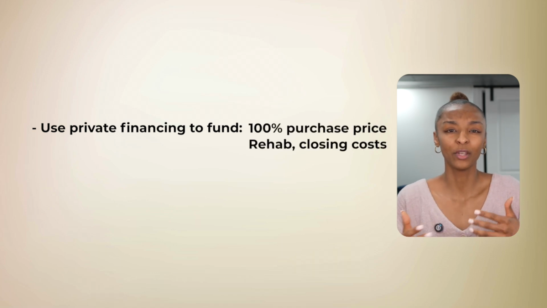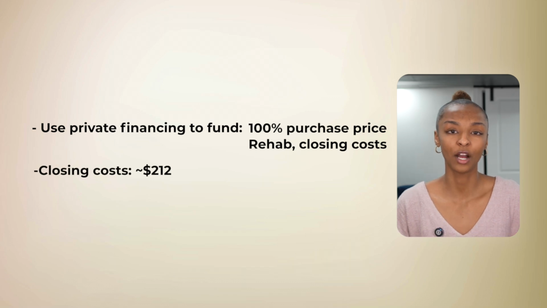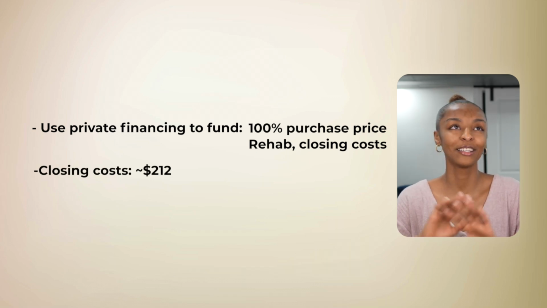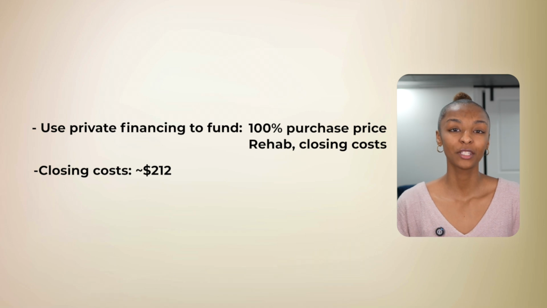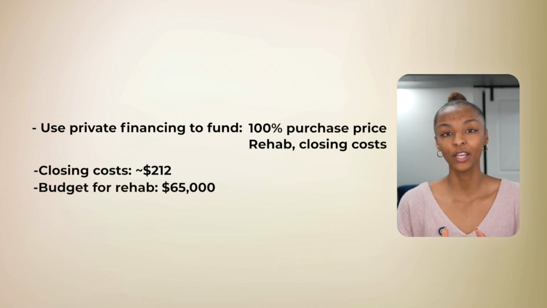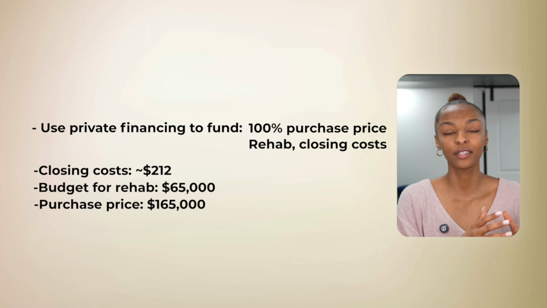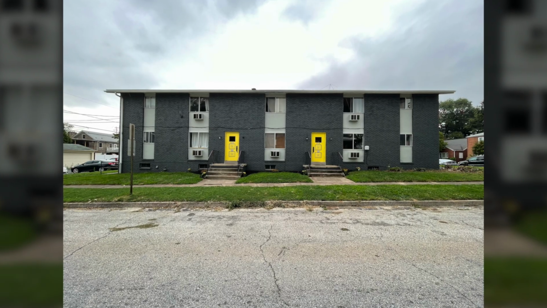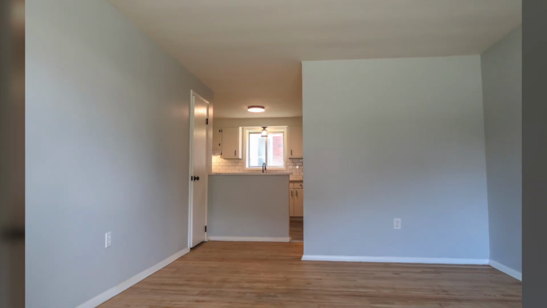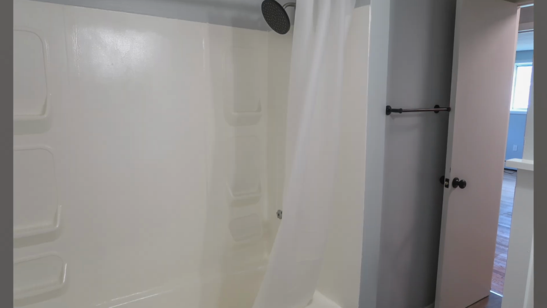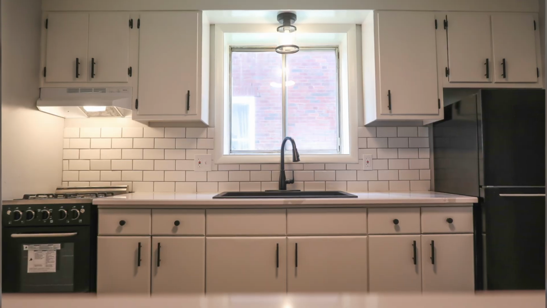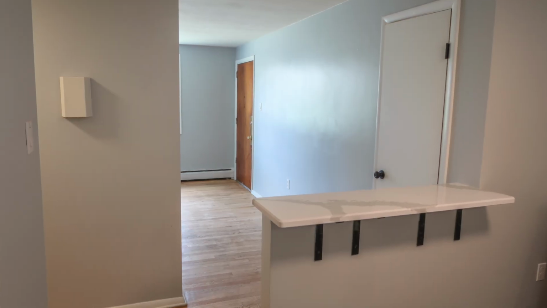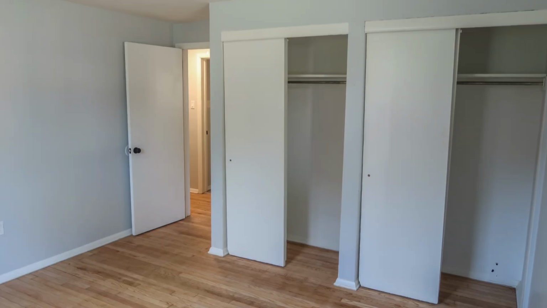And with that being said, we roughly had to bring around $212 just for us to close on the property, which is insane. And we made sure to budget $65,000 for our rehab. So we purchased it for $165,000, budgeted $65,000 for our rehab. And after we repaired the property and were able to raise the rents to where they needed to be since they were really low, and we renovated just about almost every single unit except for one. And after doing all that, we made sure to get the property appraised just so we could refinance the property and pay off our initial lender.